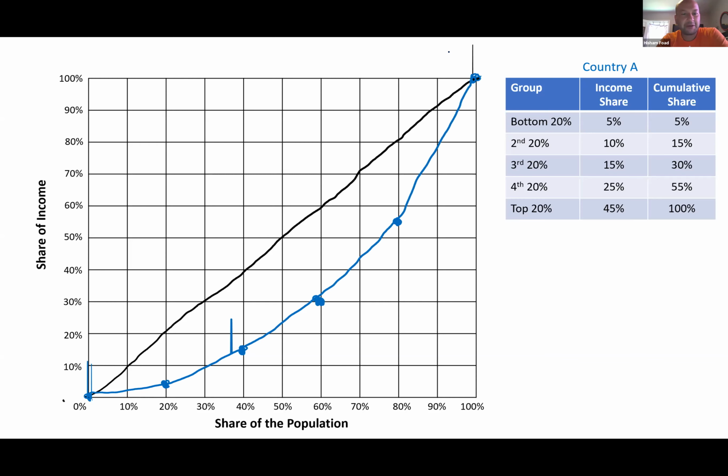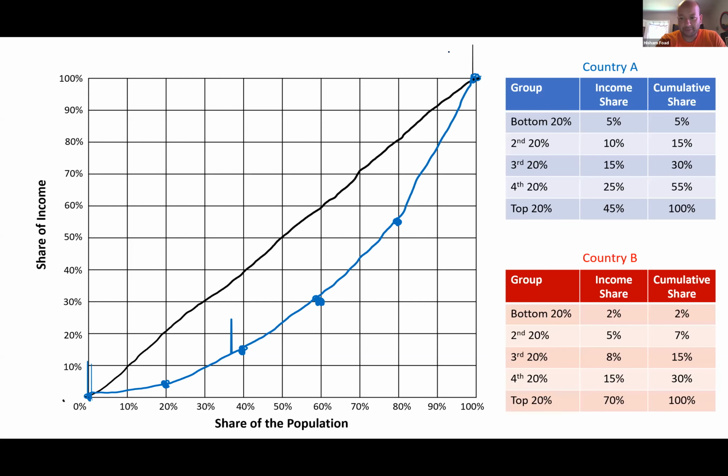Apologies for the little spikes that are there. That's my shaky hand with the stylus. Okay, so that's an example of a Lorenz curve. And you can see it's certainly not perfect equality. It's not on the line of equality. But where it's really useful is when we can compare this, for example, to another country.